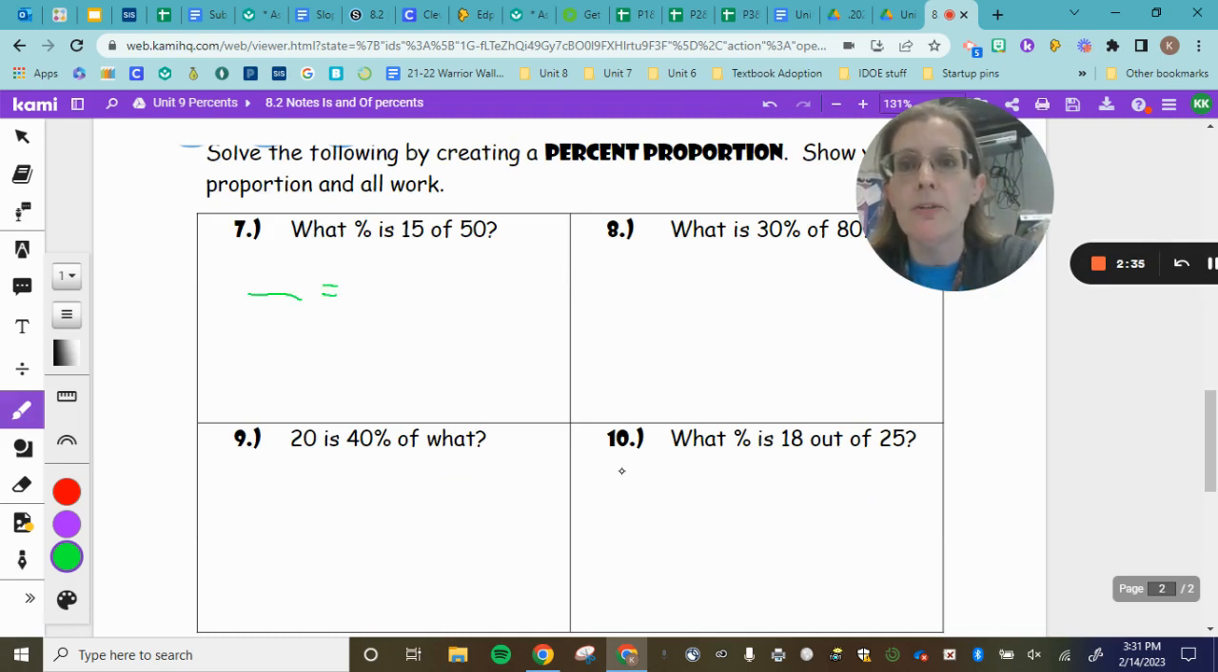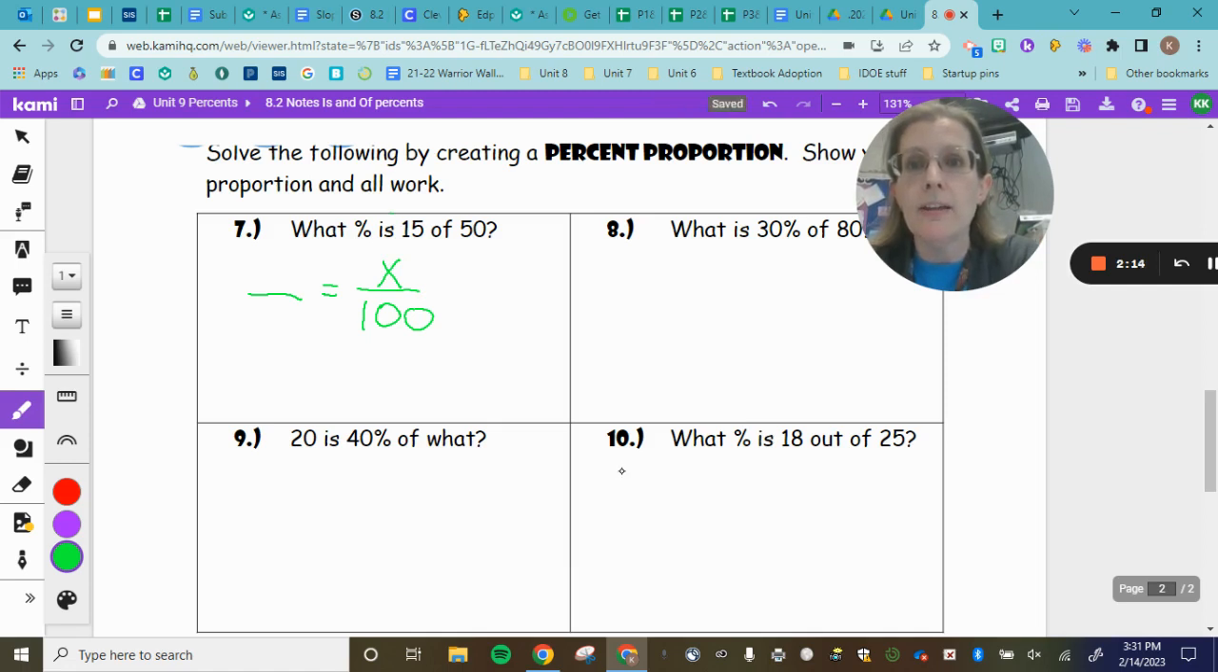So you might have noticed that on the front of the notes, every one you were given the of and the percentage. Now we're given something a little bit different. It says what percent is 15 of 50. So I start with my proportion frame. I still put my 100 in that spot. And there is no number by the percent, so that's what I'm trying to find.